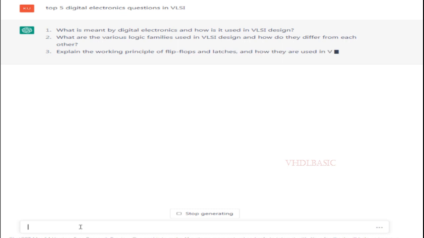Moving to the next question, explain the working principle of flip-flops and latches and how they are used in VLSI design. Flip-flops and latches are two types of sequential logic circuits used in digital electronics and VLSI design. Both are used to store a binary value, 0 or 1, and hold it until it is changed by an input signal. The working principle of a latch is based on the concept of feedback.